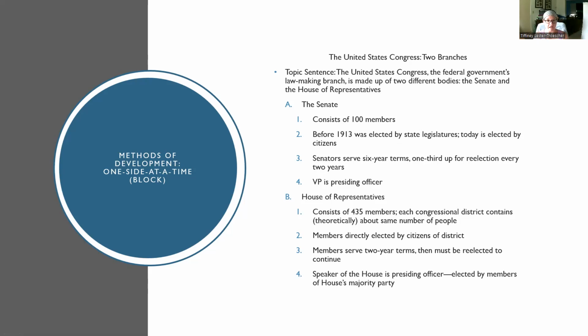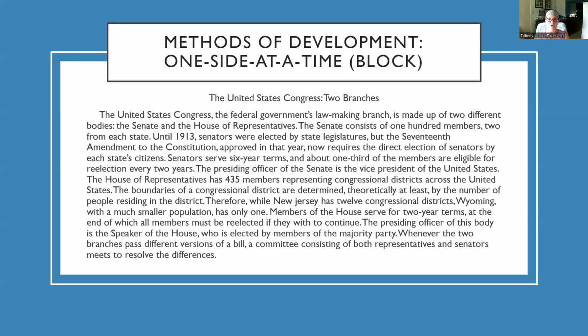translates into a paragraph. All right, so the United States Congress, 2 branches. The United States Congress, the federal government's lawmaking branch, is made up of 2 different bodies, the Senate and the House of Representatives. The Senate consists of 100 members, 2 from each state. Until 1913, senators were elected by state legislatures, but the 17th Amendment to the Constitution, approved in that year, now requires the direct election of senators by each state's citizens.